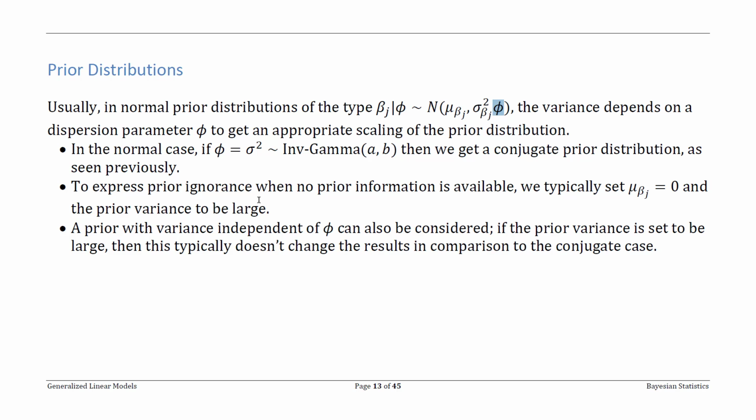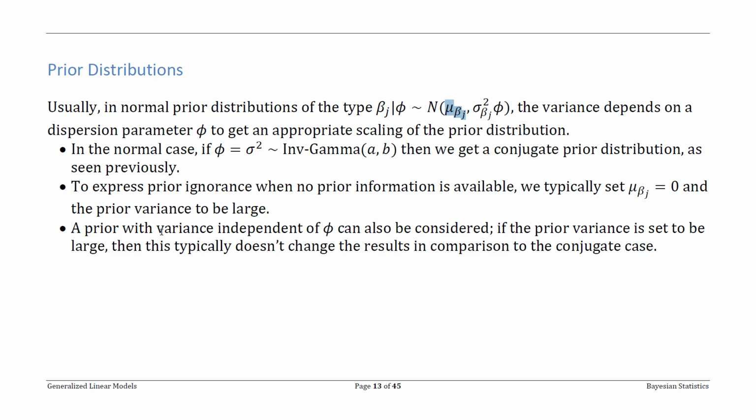Oftentimes, we don't have a lot of information about the impact of our predictors, about the magnitude or the direction of association. So oftentimes we use what's known as the skeptical prior distribution, and we specify this mu beta j to equal 0, which as a prior distribution is kind of skeptical, in the sense of saying we're not confident that there's any effect for this particular predictor on the response variable.